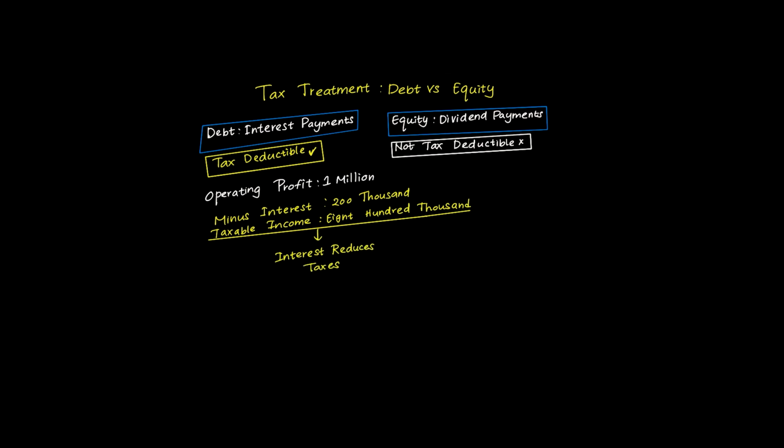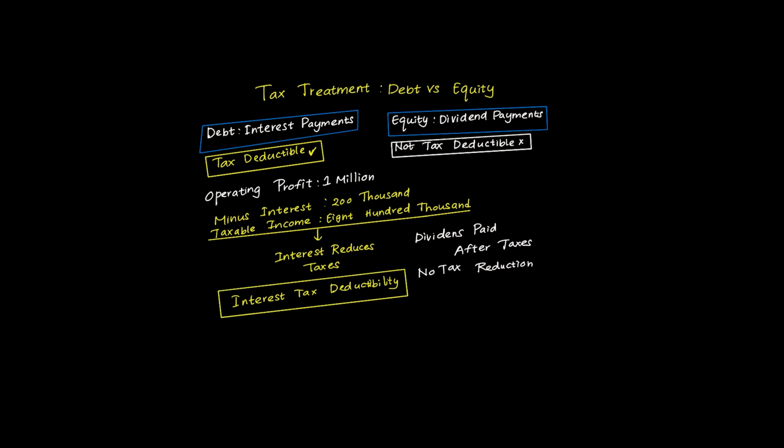Dividends, however, are not considered a business expense. Dividends are distributions of after-tax profit to owners. The company must first pay taxes on its profit, and only then can it distribute dividends from what's left. This creates a tax advantage for debt financing.